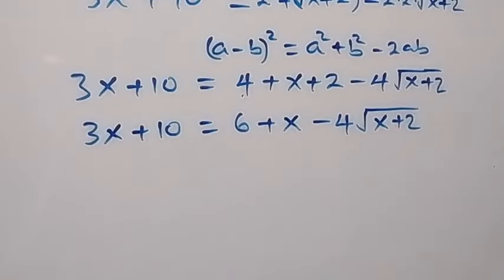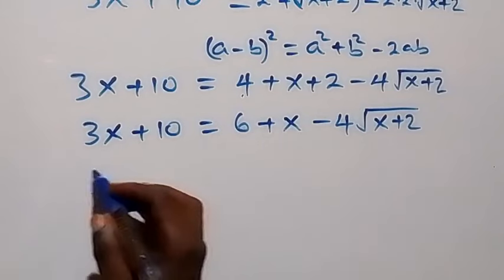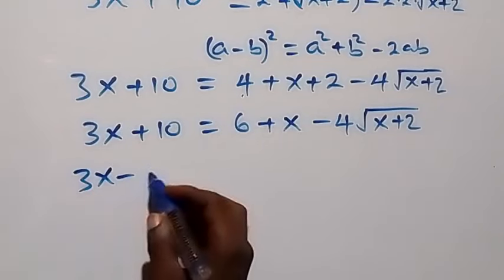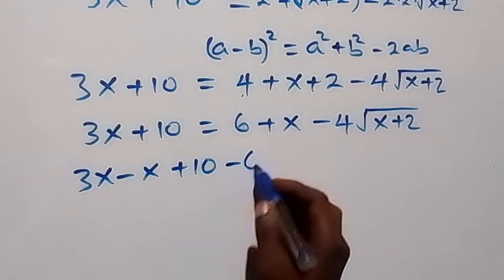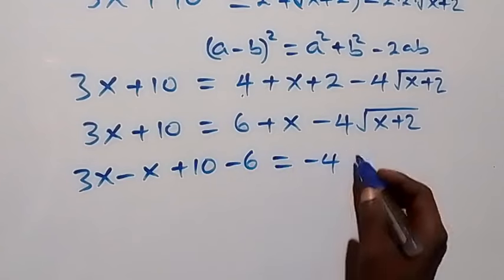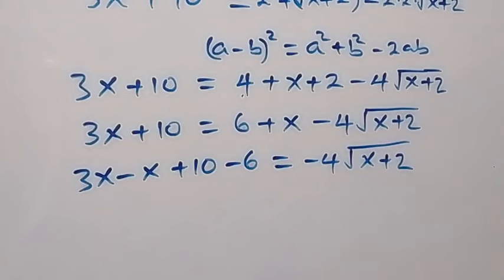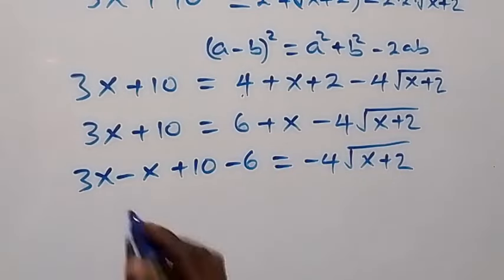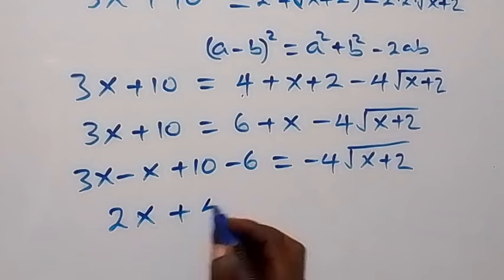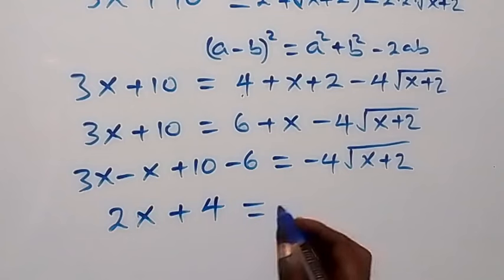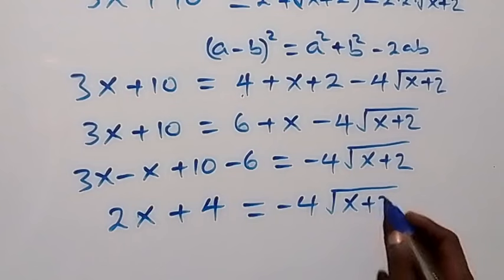Then here we can bring the like terms together. Taking x here becomes minus, so we have 3x minus x, then plus 10. Also taking 6 here becomes minus, which equals minus 4 root x plus 2. Then from here, this gives us 2x plus 4 equals minus 4 root x plus 2.